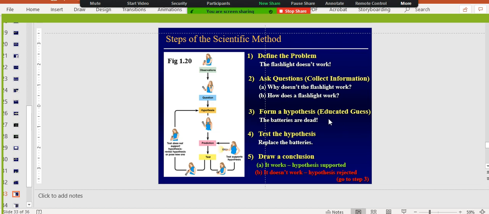And then you're going to form a hypothesis. It's an educated guess because you have to know something about it in order to make the guess. And then you test it, right? So we replace the batteries, and then you draw a conclusion. So the flashlight works. Okay, it's the batteries. Your hypothesis is supported. It doesn't work. Your hypothesis is rejected, and you go back, and then maybe it's the bulb. So then you replace the bulb, and then that works. So then that hypothesis is supported. So does that make sense?